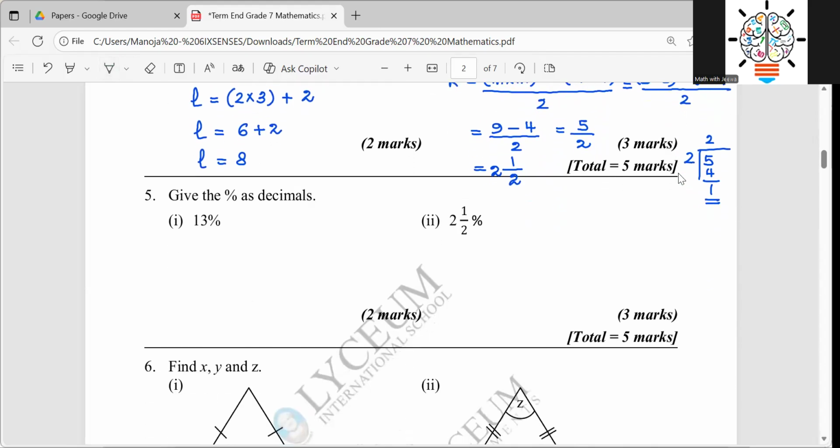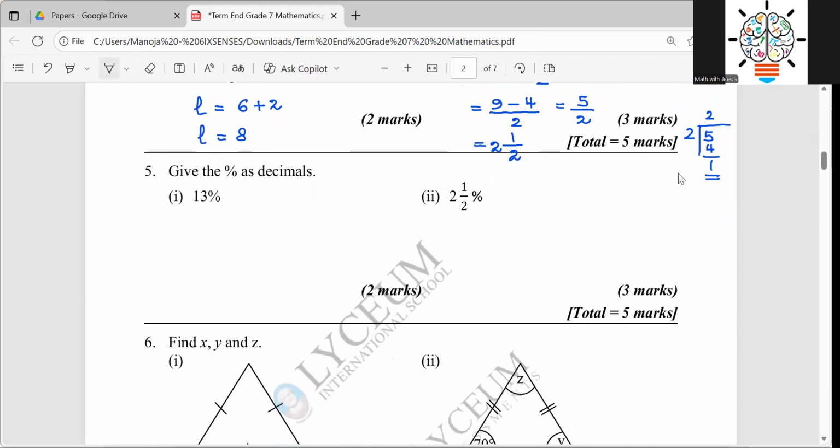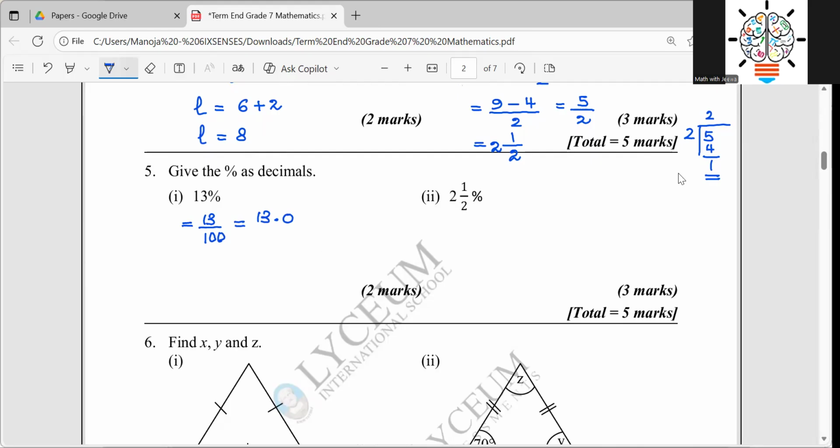So then the next one, give the percentage as decimals. Now, when you want to convert a percentage to a decimal, first what you do, you write it as a fraction, right? And if you see this word decimal, you just find the hidden decimal place of this numerator, that is 13.0. You divide by 100. Now it is easy for you to move the decimal place. So when you are dividing a decimal number by 100, you know you want to move 2 steps to the left side. So then that becomes 0.130 and final answer 0.13.